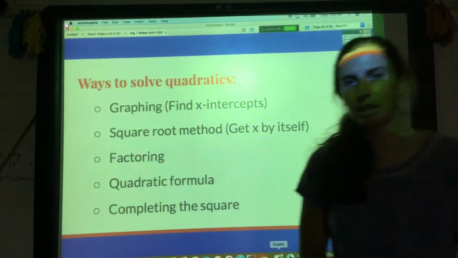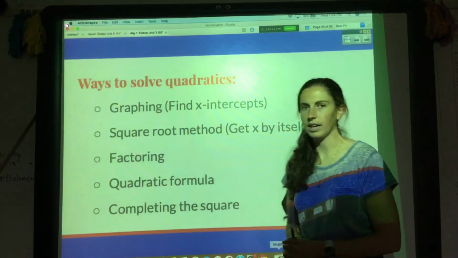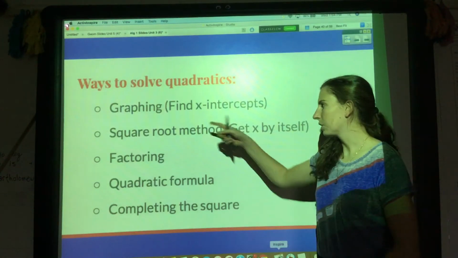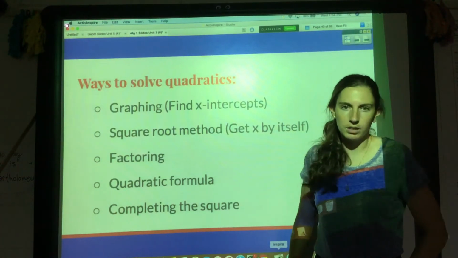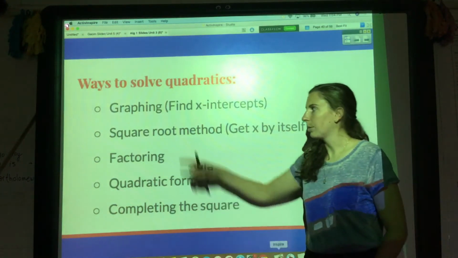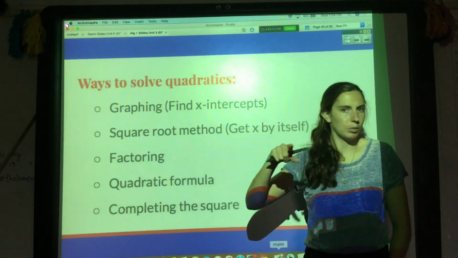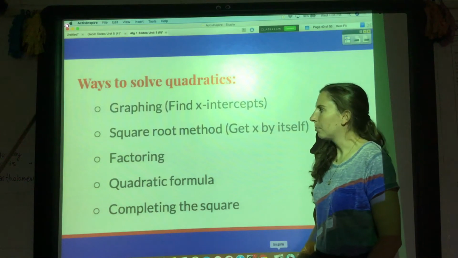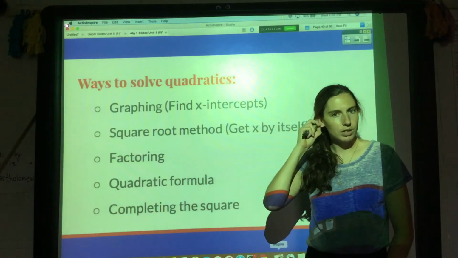So in this video, we're going to talk about how to solve a quadratic equation using the square root method. There are many ways to solve quadratics. We've already talked about graphing. You graph it and just see where the x-intercepts are. But that doesn't always work. It's not always the most efficient.